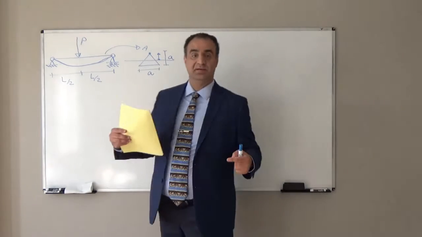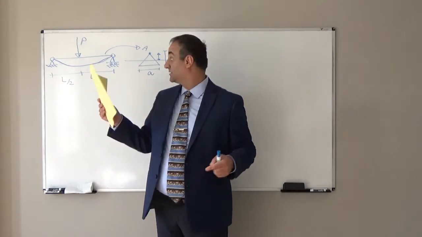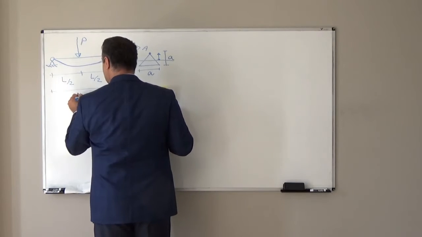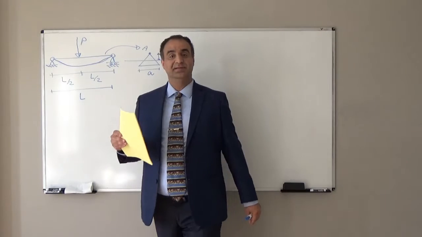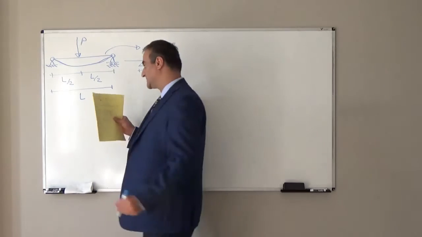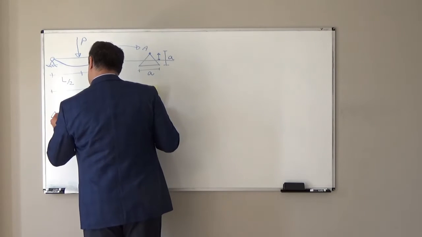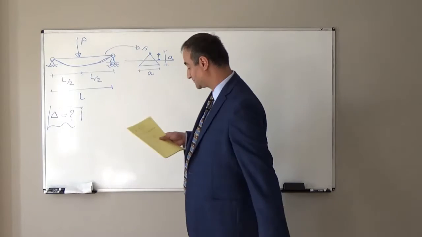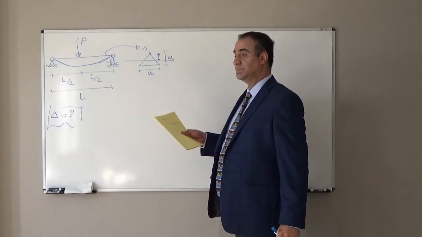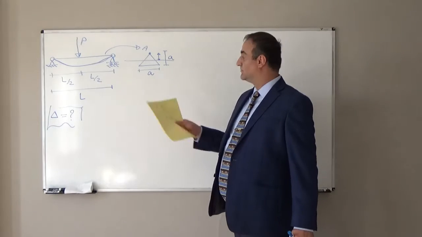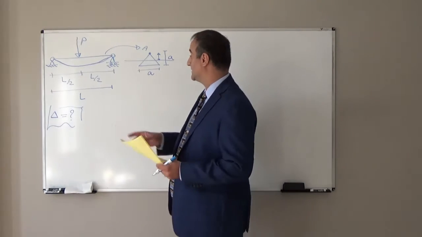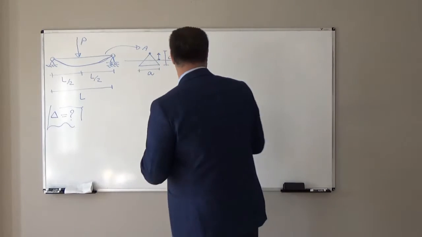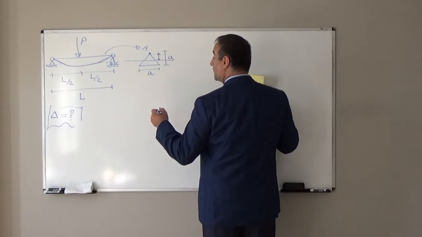Because of the compression in that fiber, the length, which is initially L, will decrease. We will have contraction. How much will it decrease? Something like delta. We want to find that delta. First step, we should find the maximum moment in this beam and the moment variation throughout this beam. So we need to draw the moment diagram.